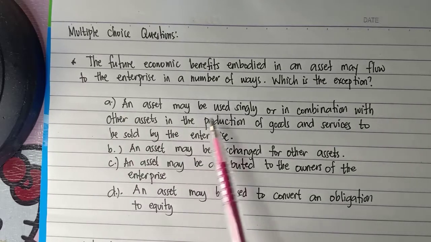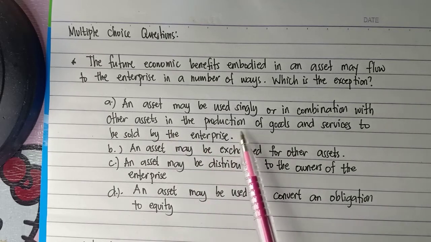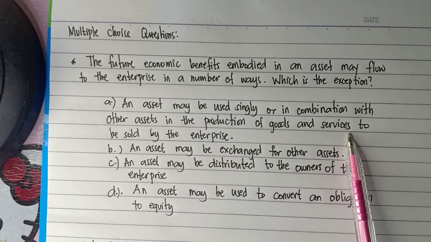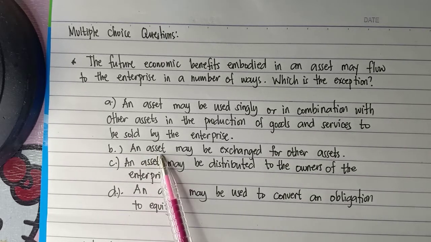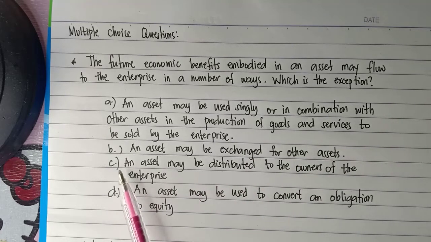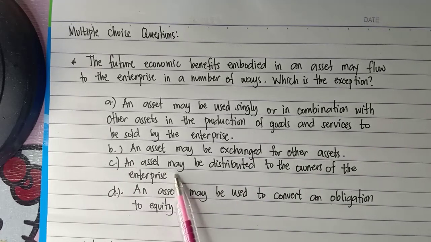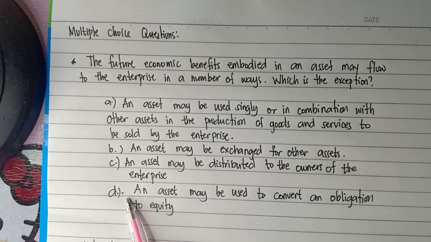Letter A. An asset may be used singly or in combination with other assets in the production of goods and services to be sold by the enterprise. Letter B. An asset may be exchanged for other assets. Letter C. An asset may be distributed to the owners of the enterprise. And letter D. An asset may be used to convert an obligation to equity.